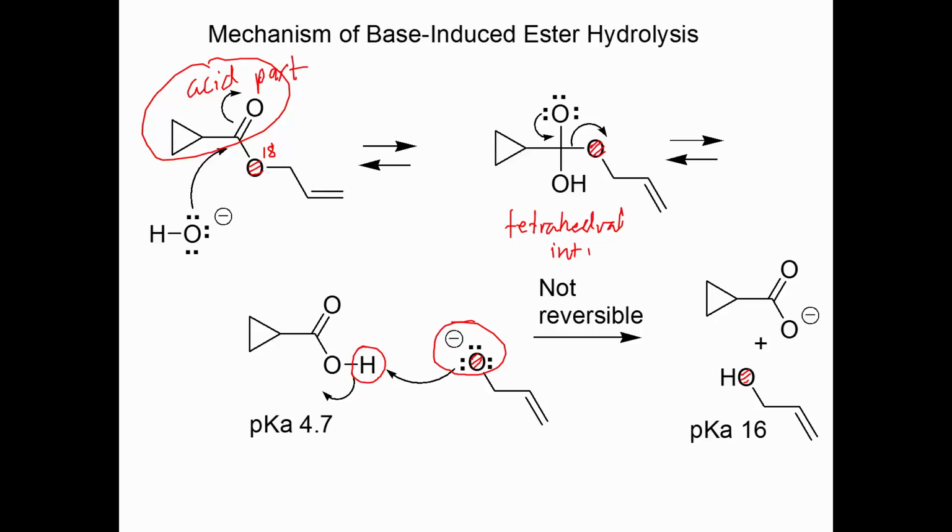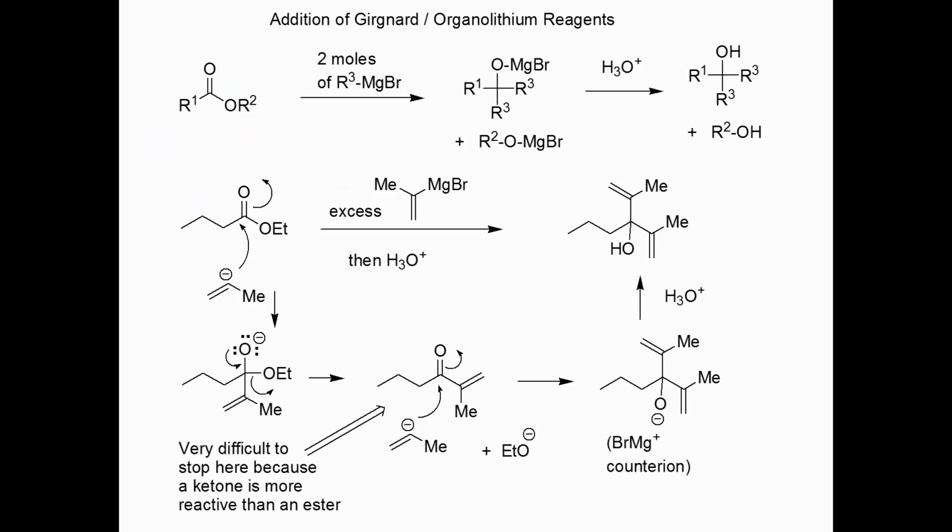And this is the alcohol part. You can sort of see how this labeling study supports that division of the ester, right? Okay, we can add organolithium and Grignard reagents to esters just like we could with ketones and aldehydes.